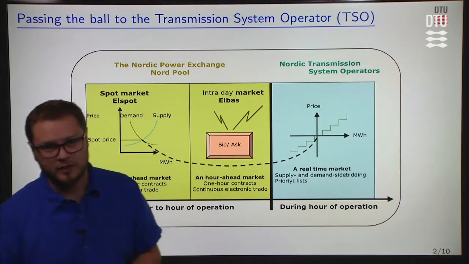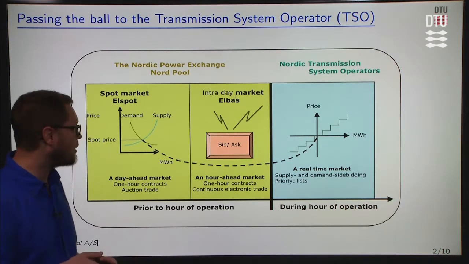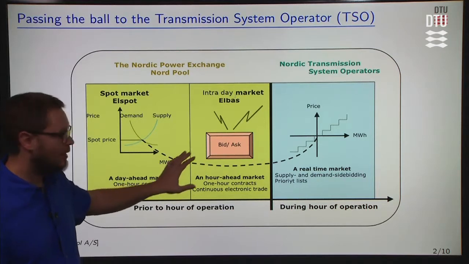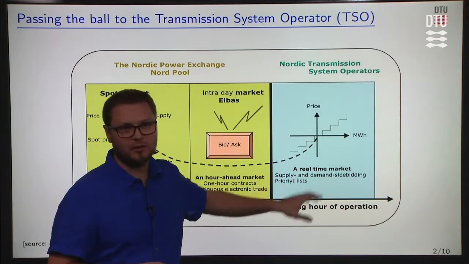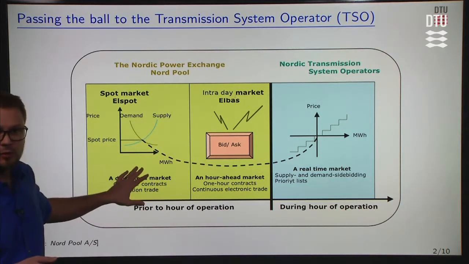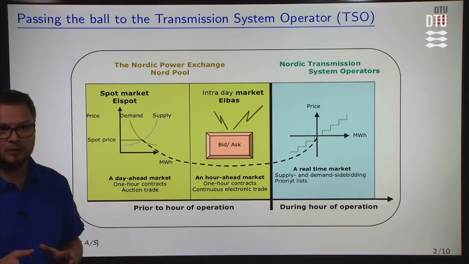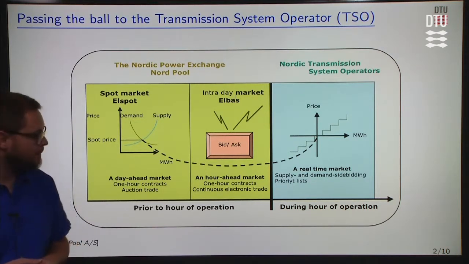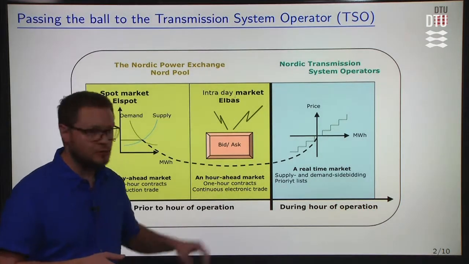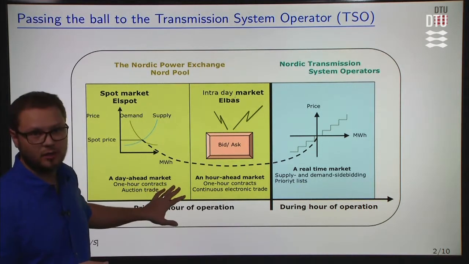Looking back at the electricity market timeline, we remember that there are two sides of it: on one side, the market operator, and on the other side, the system operator. This is just another way to represent it. In the previous module, we've looked at the day-ahead market or the spot market, which is called Elspot for the Nord Pool in Scandinavia. In the previous block of this module, we have looked at the intraday market, as for example the ELBAS for the Nord Pool in Scandinavia. So this is for the market operator side.